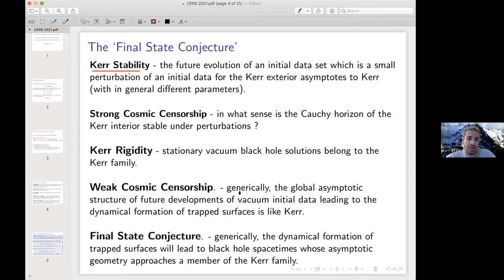Weak cosmic censorship, generically: is the maximal future development of vacuum initial data globally qualitatively like Kerr? So is there a complete scri? Is there an event horizon, etc.? And the final state conjecture wraps up all these conjectures together and asks whether the vacuum development of initial data that leads to trapped surfaces, say, actually leads to a black hole spacetime, which in particular looks like Kerr? So not just qualitatively, with regards to its global causal structure, but actually quantitatively. So is the geometry approaching Kerr? So these are some of the very, very big problems that are all kind of open.